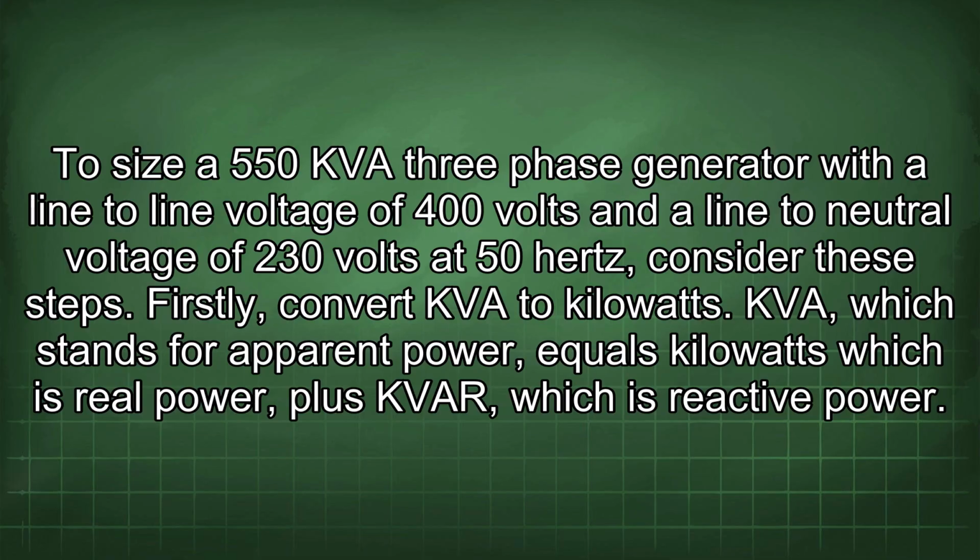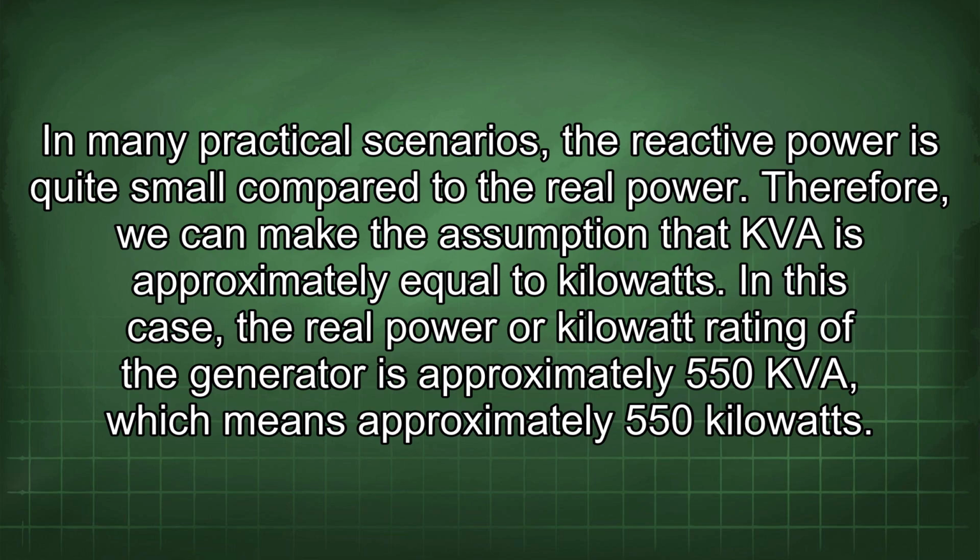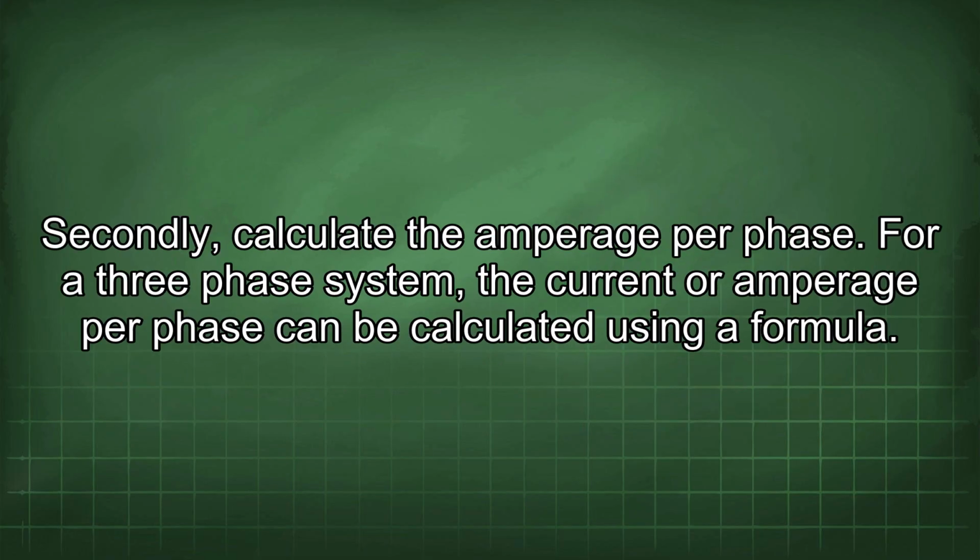kVA, which stands for apparent power, equals kilowatts, which is real power, plus kVAR, which is reactive power. In many practical scenarios, the reactive power is quite small compared to the real power. Therefore, we can make the assumption that kVA is approximately equal to kilowatts. In this case, the real power, or kilowatt rating of the generator, is approximately 550 kVA, which means approximately 550 kilowatts. Secondly, calculate the amperage per phase.